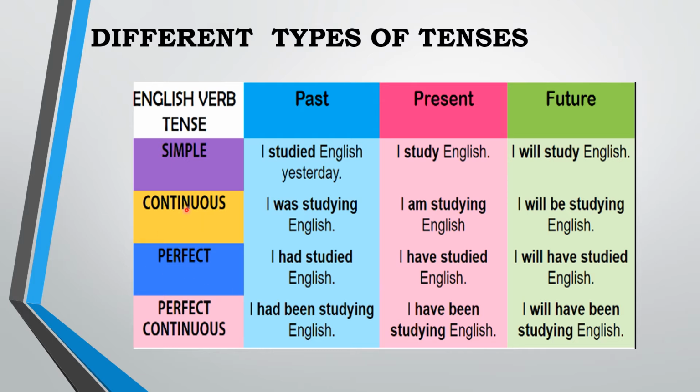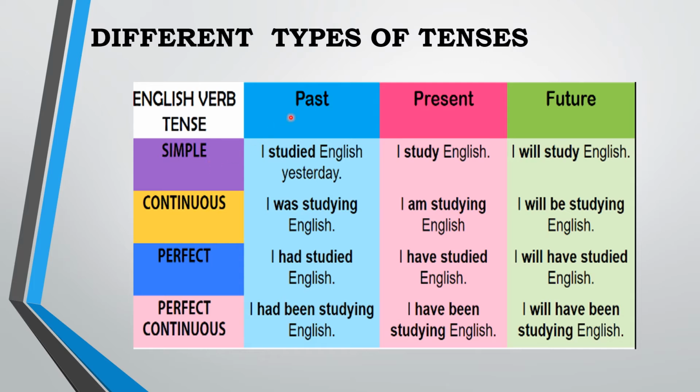Just look at this table. Tenses, as we discussed, are divided into past, present, and future. They are further divided into simple past, past continuous, past perfect, and past perfect continuous. Similarly, simple present, present continuous, present perfect, and present perfect continuous. So like this, if you see, all the three major tenses are divided into simple, continuous, perfect, and perfect continuous.